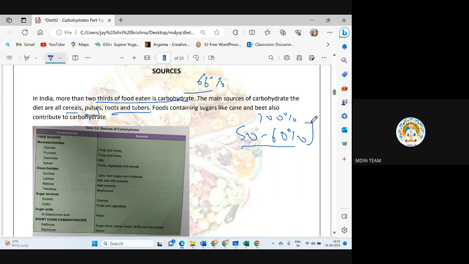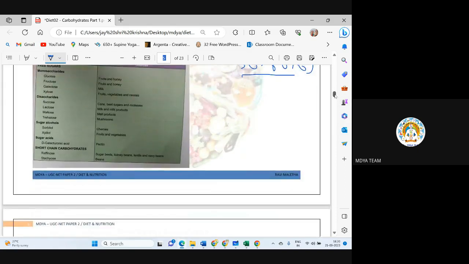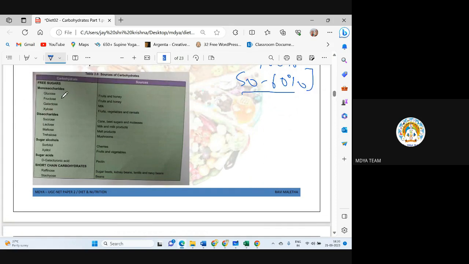Some important and specific points you need to remember here. Glucose is present in our body. Glucose is present in corn sugar. Fructose is present in fruit sugar. Galactose is present in milk. Sucrose is present in cane and beet sugar. Lactose is present in milk. Maltose is present in malt products, like fermented products. So you have to remember these: glucose, fructose, galactose, sucrose, lactose, maltose, and starch also.